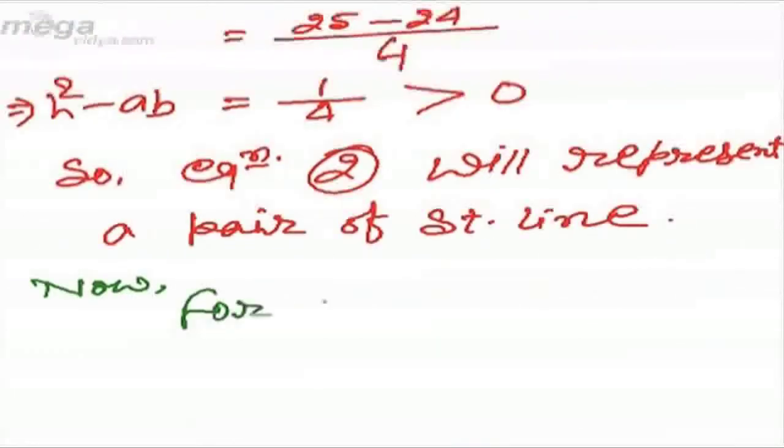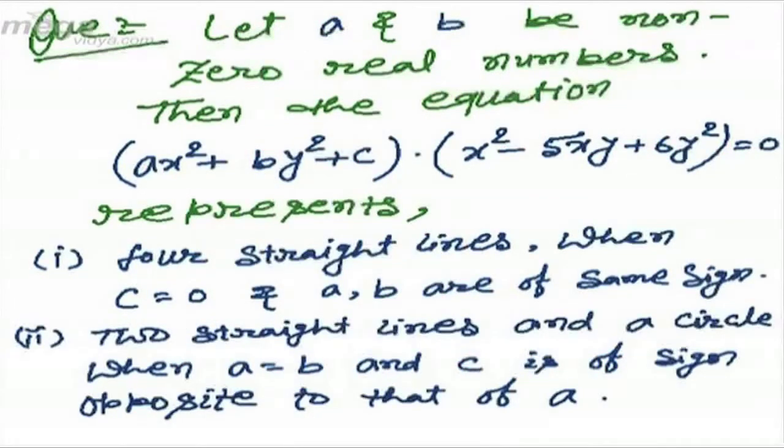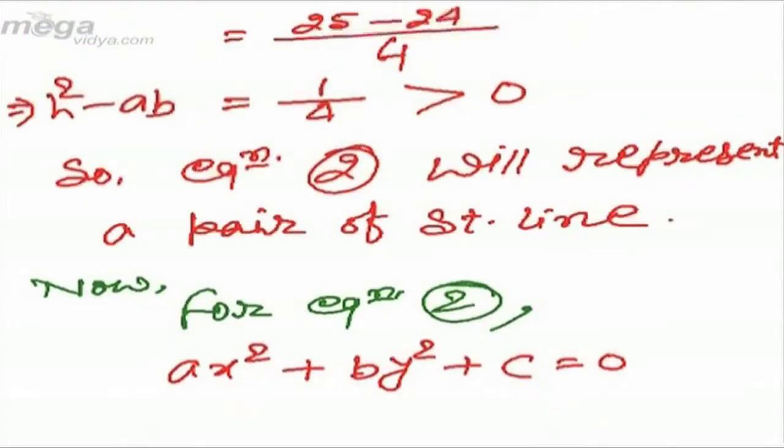Now for equation number 2, the equation is ax square plus by square plus c is equal to 0. In the first option, 4 straight lines, when c equal to 0 and a and b are of same sign, we will see here. If c equal to 0, this will vanish. A and b are of same sign, so either both are positive or both are negative. If both are negative, we can take minus sign common, and then again it becomes positive. X square is positive, y square is positive.